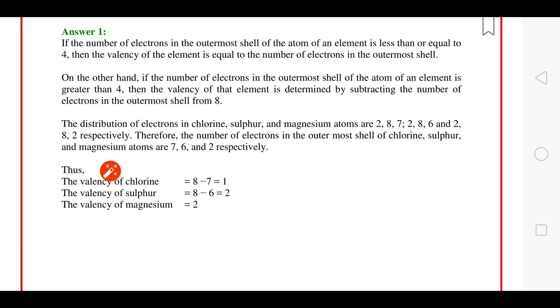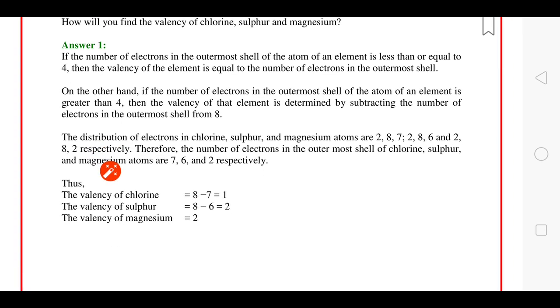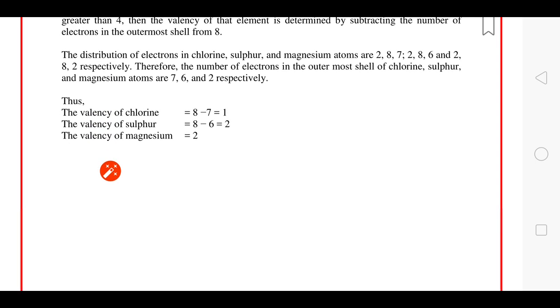The distribution of electrons in chlorine, sulfur and magnesium atoms is 2, 8, 7 and 2, 8, 6 and 2, 8, 2. That is, in chlorine the number of electrons in the last shell is equal to 7, in sulfur in the third shell the number of electrons is 6, and in magnesium the number of electrons in the last shell is 2 respectively. Therefore, the number of electrons in the outermost shell of chlorine, sulfur and magnesium atoms are 7, 6 and 2 respectively. Thus, the valency of chlorine is equal to 8 minus 7, 1. The valency of sulfur is 8 minus 6, 2, and the valency of magnesium is 2.